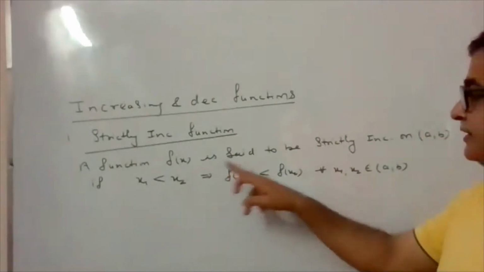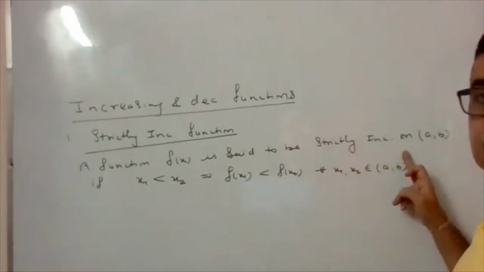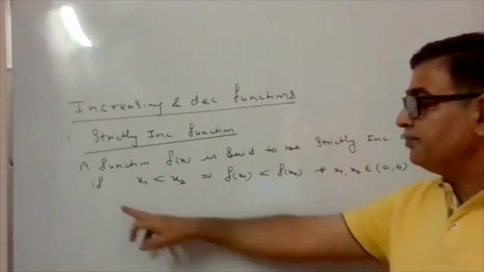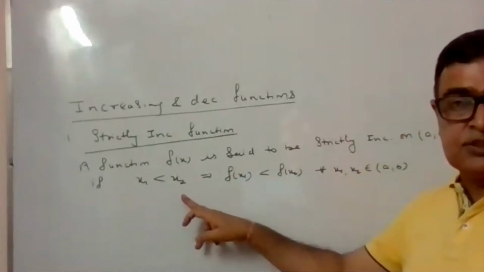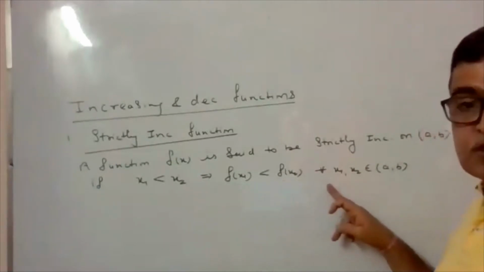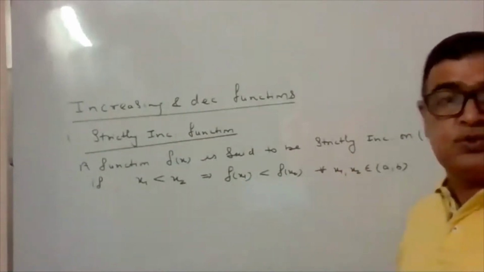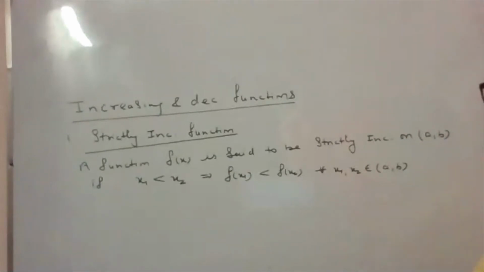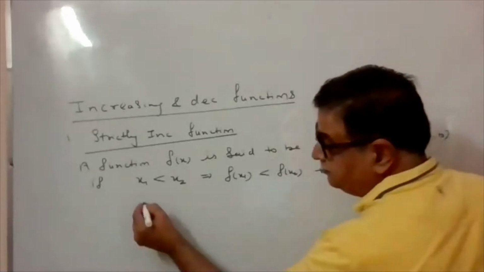A function f(x) is said to be strictly increasing on open interval (a, b) if x1 is less than x2 implies f(x1) is coming less than f(x2) for all x1, x2 belongs to (a, b), right? (a, b) is the interval. Now, what is the meaning of it that you should make clear?